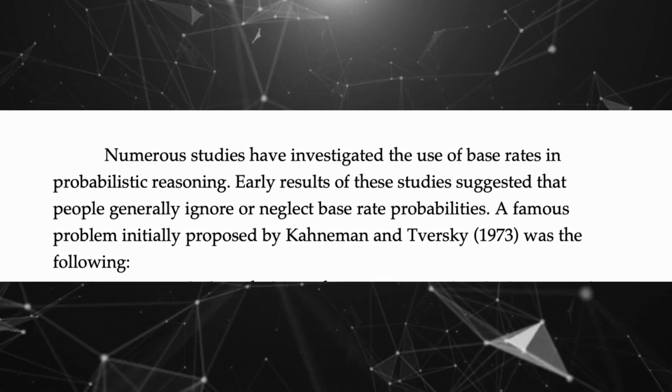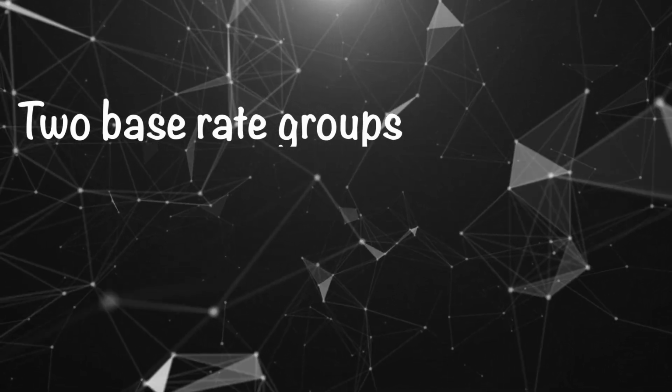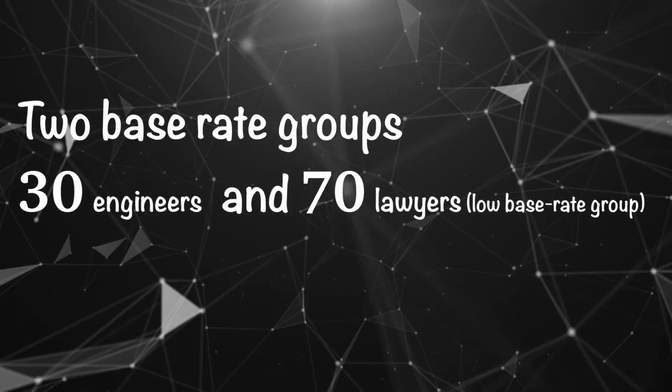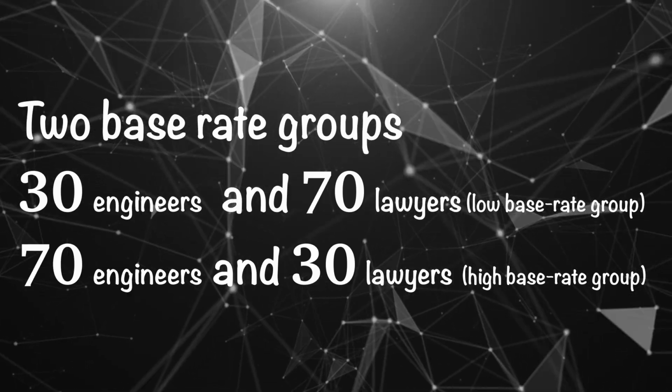One of the studies presented by Daniel Kahneman and Amos Tversky was a personality test done by psychologists for two base rate groups: 30 engineers and 70 lawyers in one base rate group, while having 70 engineers and 30 lawyers in another base rate group. Based on the description given to them, they had to judge if the person is a lawyer or an engineer.